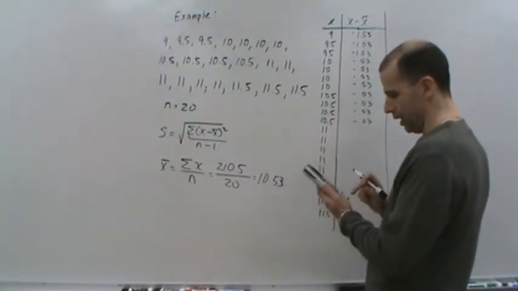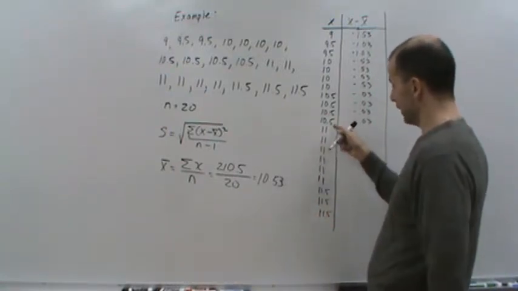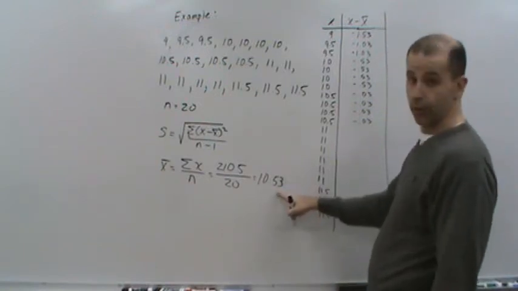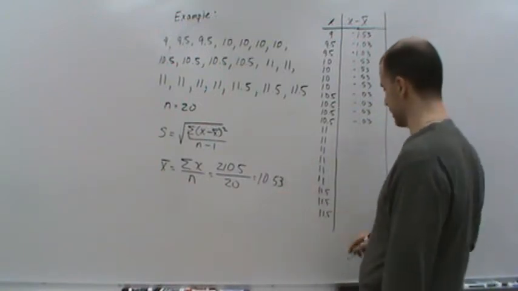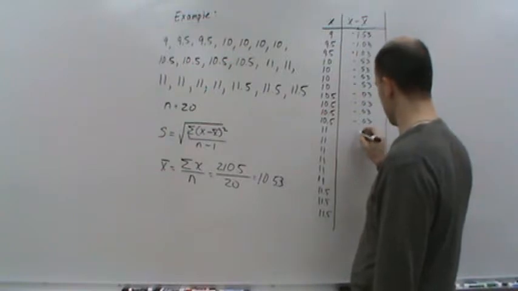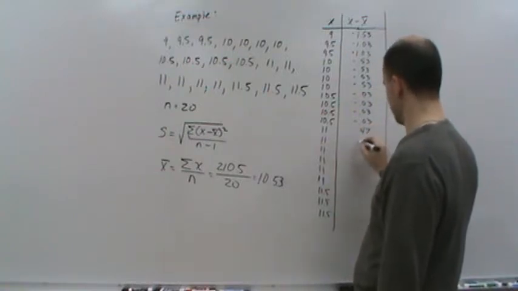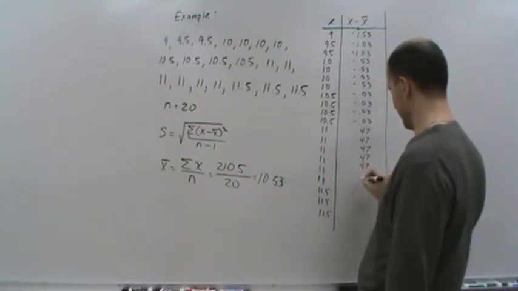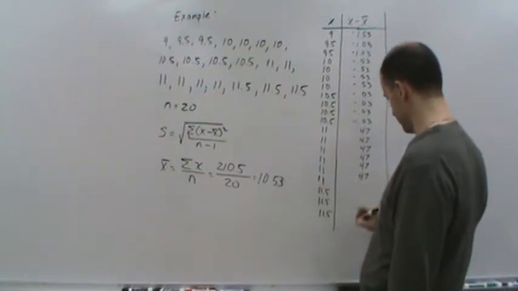Now the 11s. Well, 11 minus 10.53 is going to give me 0.47 now. So now I've got a positive number. So this is going to be 0.47, 0.47, six times total. So 0.47, 0.47, 0.47, and 0.47.